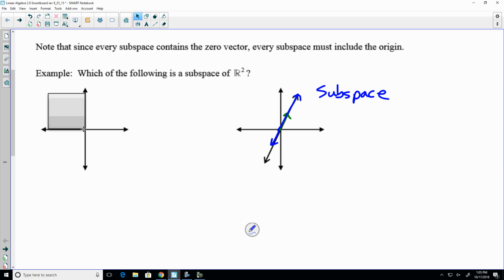But here, let's say I take that vector in H and I scale it by -1. It's going to be right there, which is not in H. So this one fails closure for scalar multiplication. If I multiply it by a negative, it's not going to be in the second quadrant anymore. So this is not a subspace.